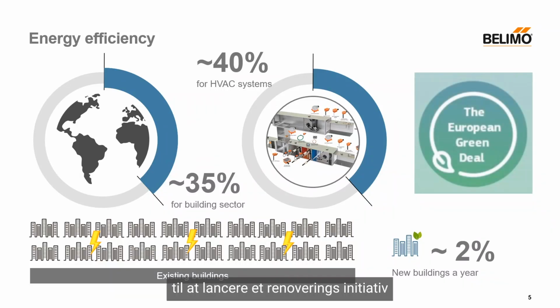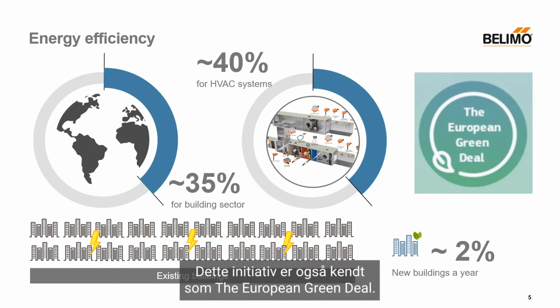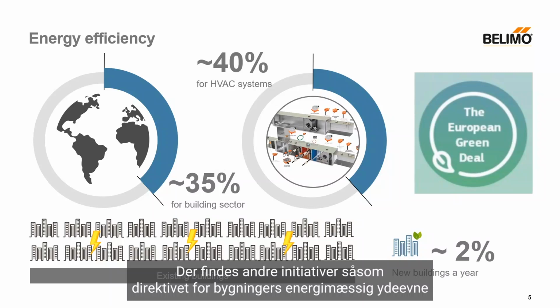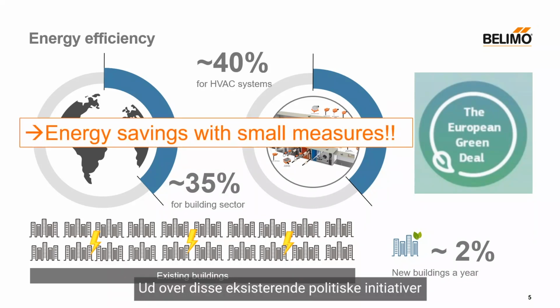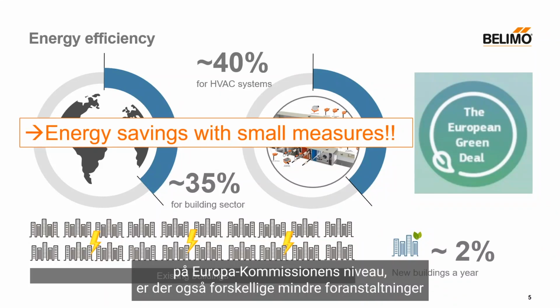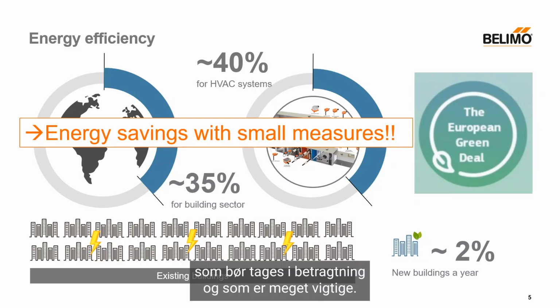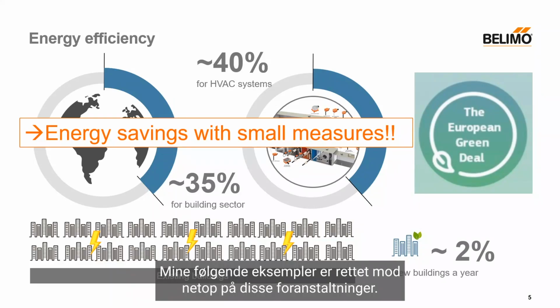This figure has prompted the European Commission to launch a renovation wave initiative with the aim of increasing the renovation rate. This initiative is also known as the European Green Deal. There are other initiatives such as the Energy Performance of Buildings Directive or the Eco-Design Directive, to name but a few. In addition to these political initiatives existing at the level of the European Commission, there are also various smaller measures that should also be taken into account and are very important. My following examples are aimed precisely at these measures.